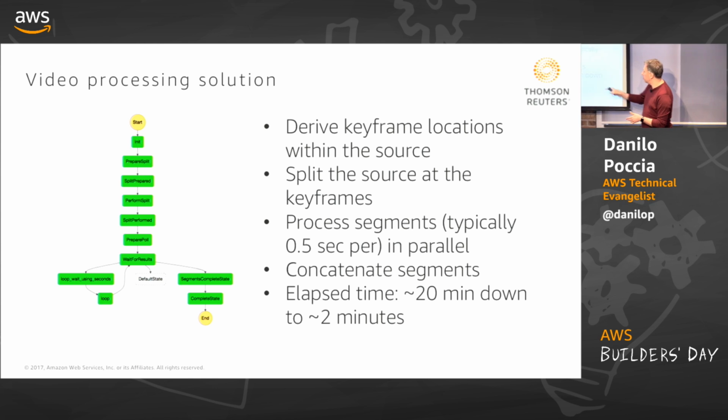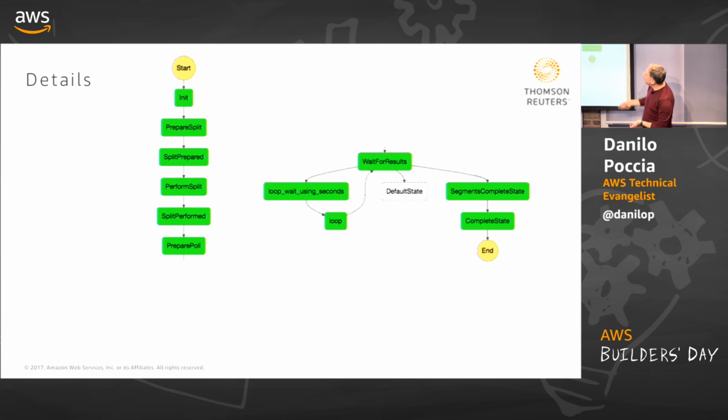So in this way, they could move the encoding of a video from 20 minutes to 2 minutes, running all the Lambda functions in parallel. And since you pay mostly by the duration, the cost is the same, because instead of running lots of Lambda functions in sequence, you just run them in parallel. And this is how they work.